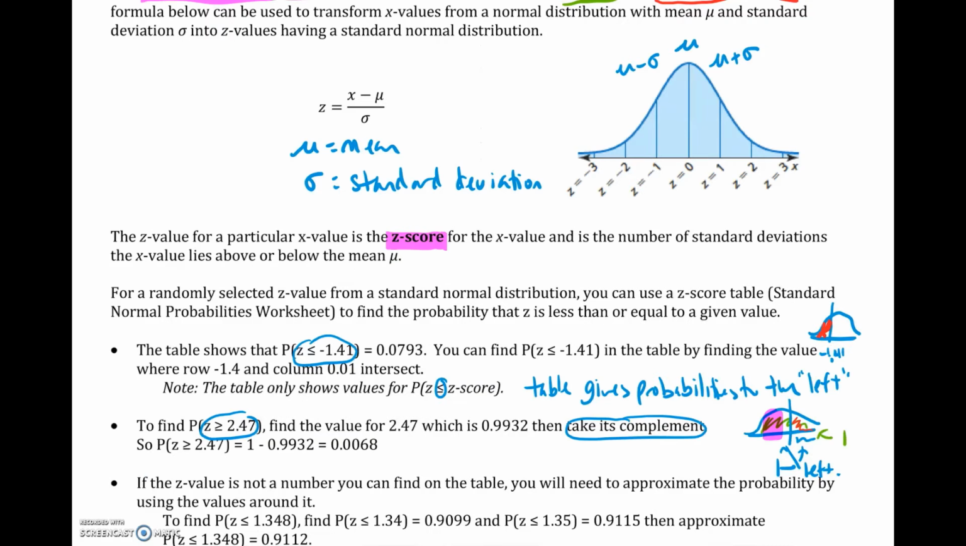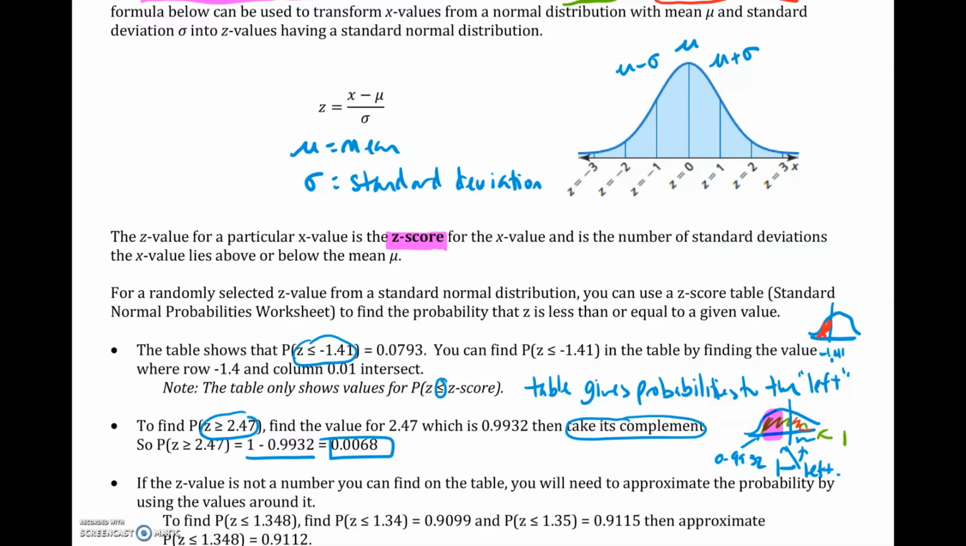So going back to my notes, remember that's 0.9932 here to the left. That's 0.9932. So to figure out what's greater than, what we're doing is 1 minus that. So the probability of us actually being higher than that Z-score value is really low. It's 0.0068. So that's what we mean by the complement. It's whatever would help us sum to 1.